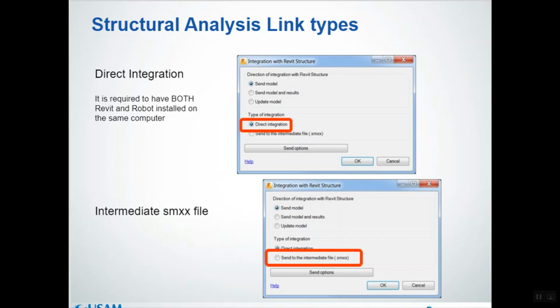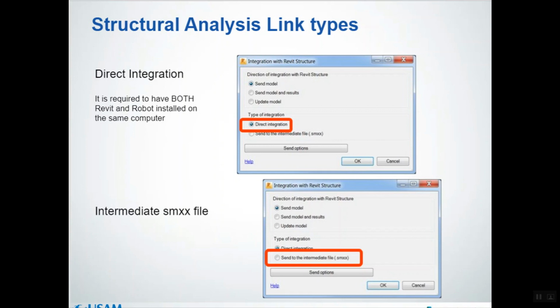Direct integration means in the system, two softwares should be installed. That is, Revit should also be there in the system and Robot should also be there in the system. If these two softwares are there in the system, you can go with direct integration. If you are a modeler and you are going to give the file to the design person, so you are not having Robot Structure Analysis, then you should go to the second option. Direct integration will directly open the Robot Structure Analysis software and we can work on it.